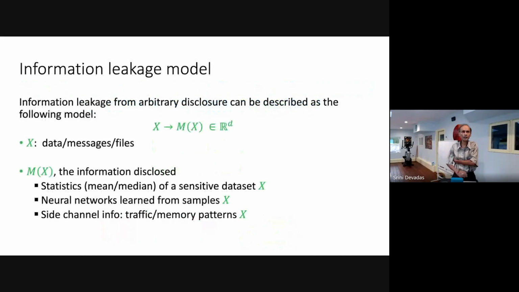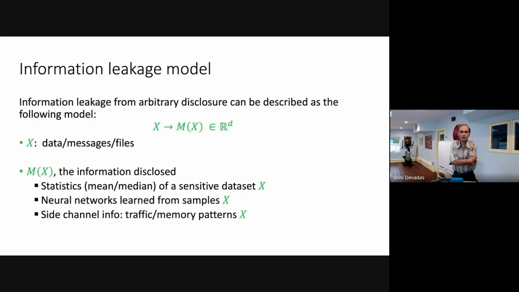So really, we're trying to address a very generic problem. You have some sensitive data. It could be email messages, files, images, what have you. And we're going to process it. This processing function is written as M. And so we end up producing an output, M of X. It could be some real-valued d-dimensional output. And we want to now expose M of X. So we're not exposing X, but we're exposing M of X.